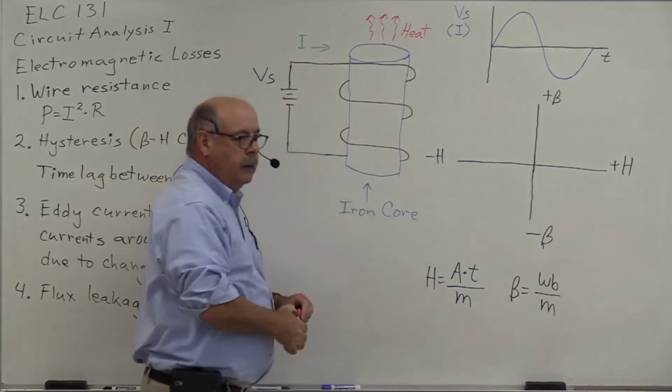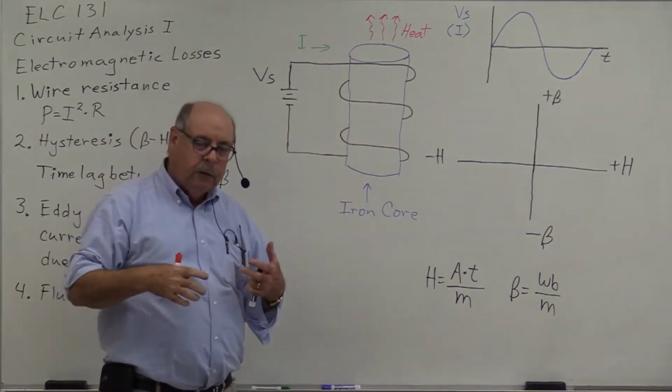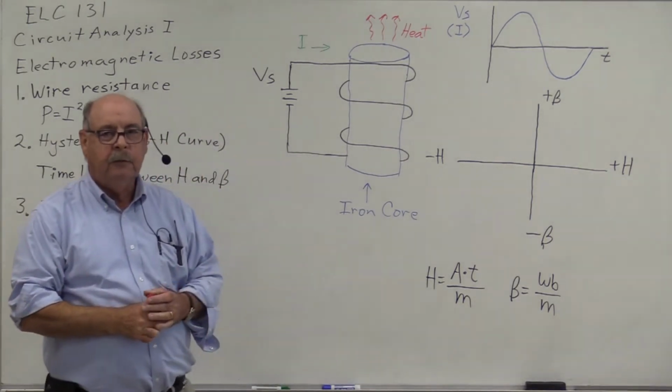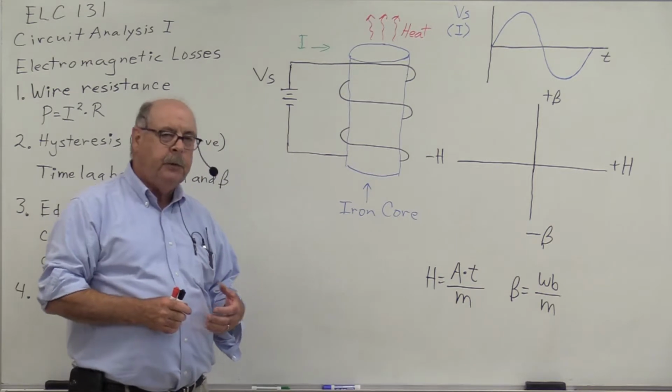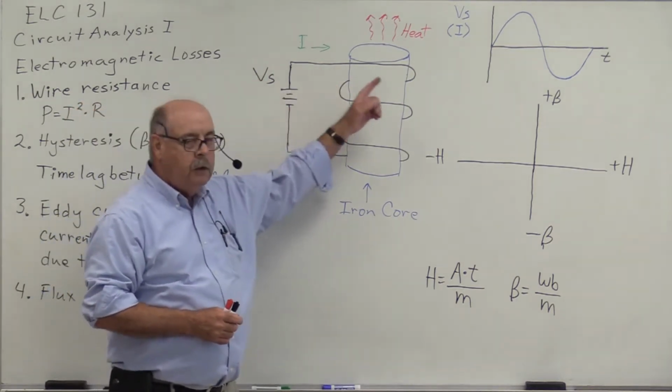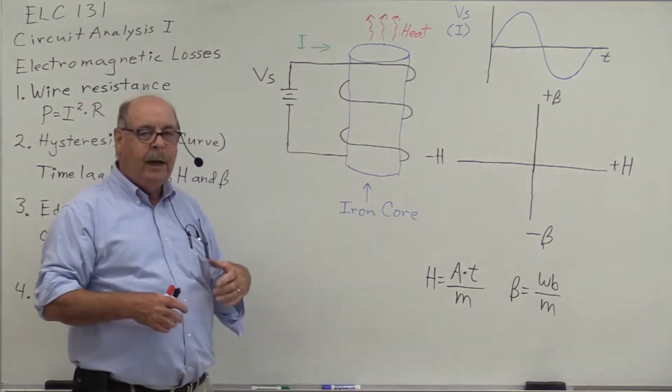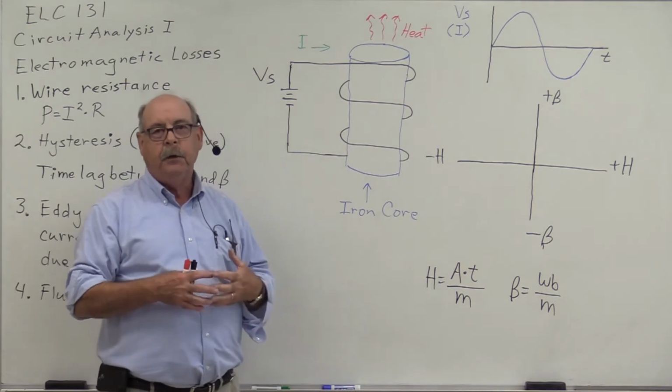And this loss, again in the form of heat, will represent itself as a loss between the current that flows and the magnetic flux that is created.